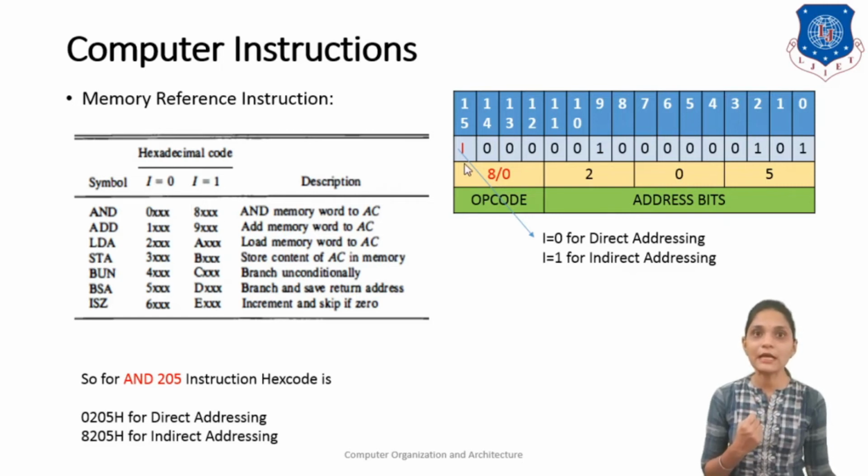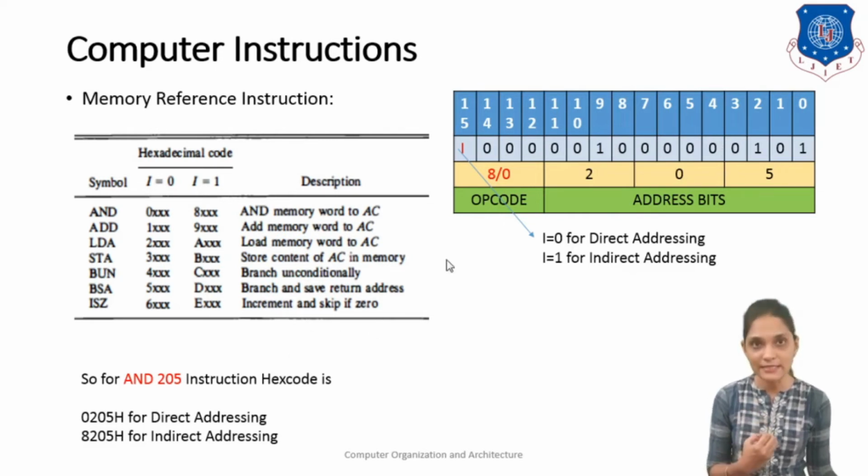So we will use here 0 0 0, and then we have to use this address field, that is 205. So we have to write here 2, then 0 and then 5. This 205 is a hex number, so we have to represent it in binary as 0010 for 2, then 0000 for 0 and 0101 for 5. So by this way we have this operation code as 8 or 0, then 2, 0 and 5. If you have used direct addressing, then your operation code will be 0, 2, 0, 5.